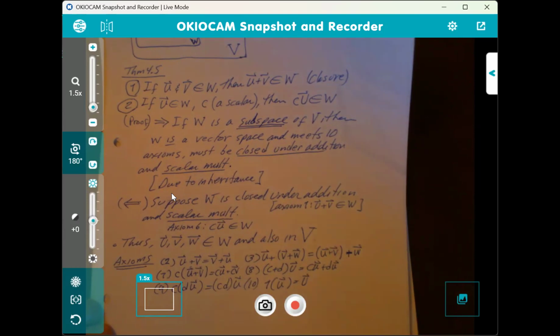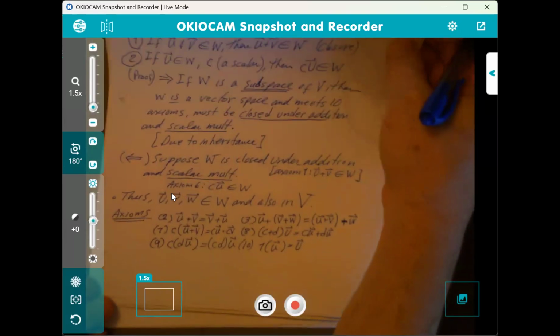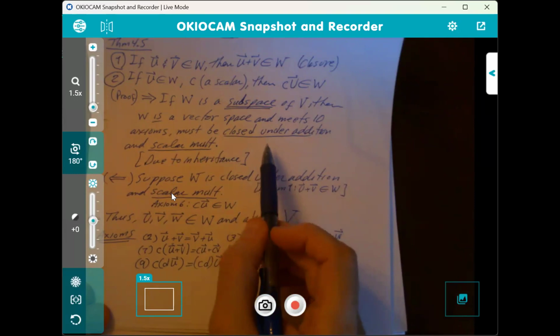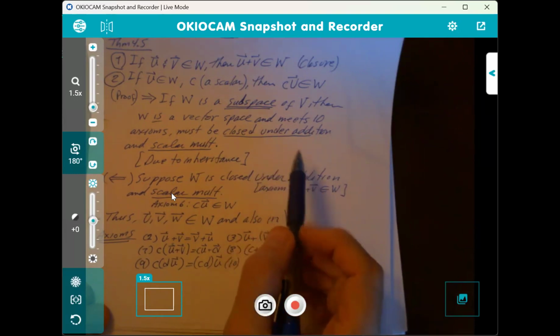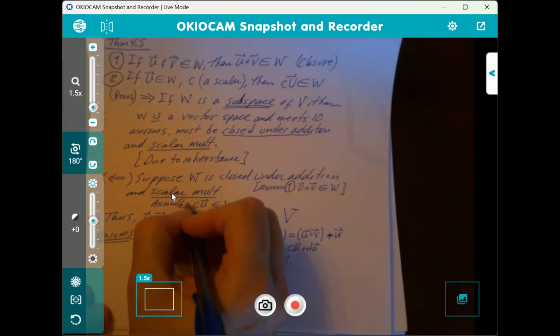Now, again, these axioms apply to all elements of the parent vector space V, including those in W. So these are all satisfied. Now, the ones that are missing here, you can tell which ones are missing. Our assumption is closure under addition, right? Remember this one. This is axiom 1. This was axiom 6.